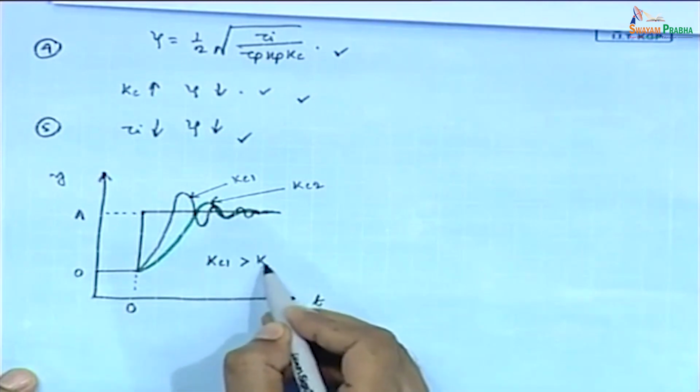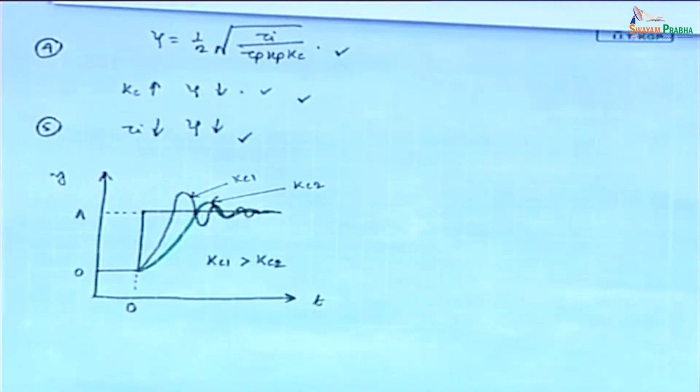Kc1, because our fourth point is with the increase of Kc we get more oscillatory response. So, Kc1 is larger than Kc2, that is why we obtain more oscillatory response, but definitely here tau I is kept constant, we only varied the Kc value.